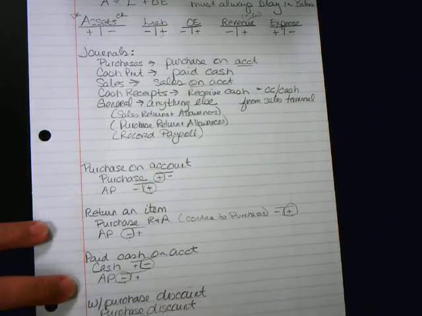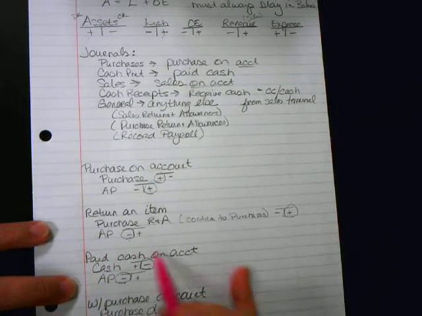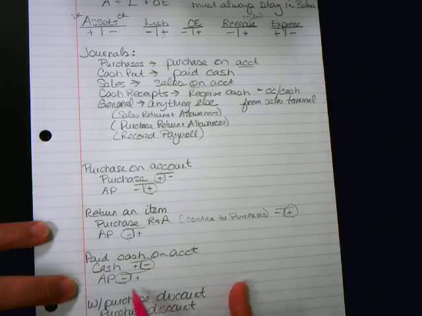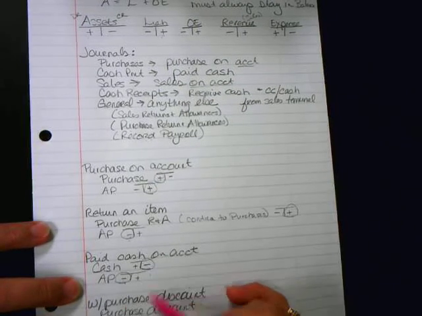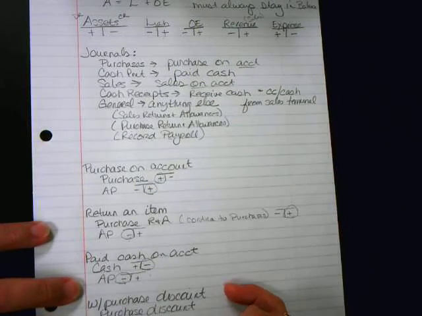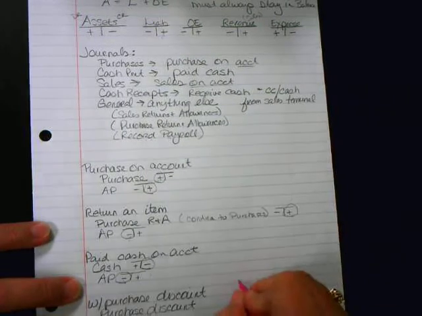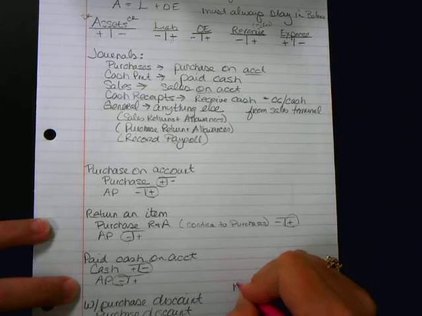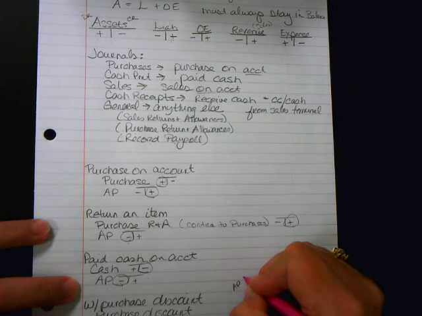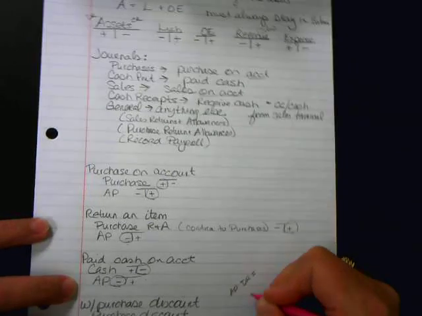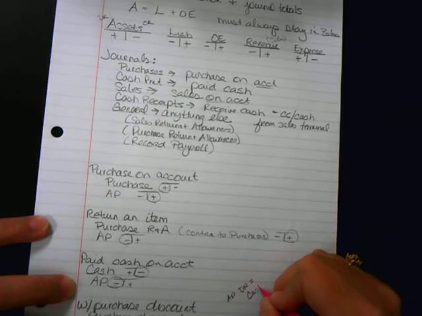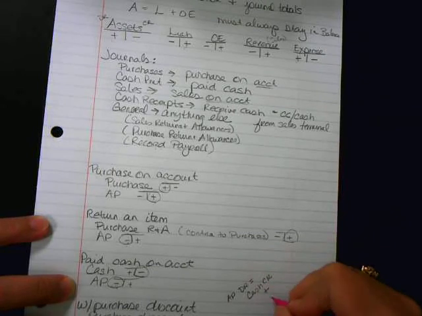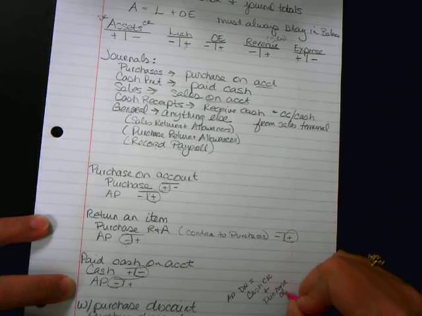So now when we do this, all of this must equal debits and credits. So this debit should equal these two credits together. Okay, so we just put a note over here. The accounts payable debit equals the cash credit plus the purchase discount credit.